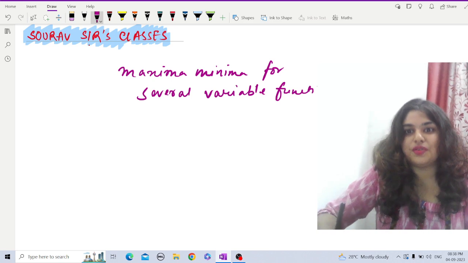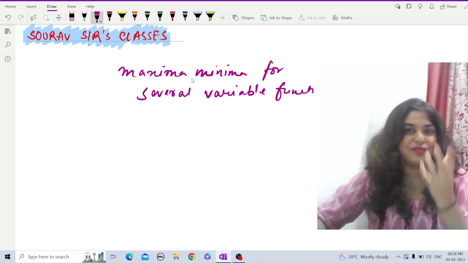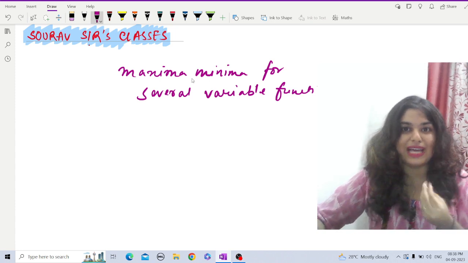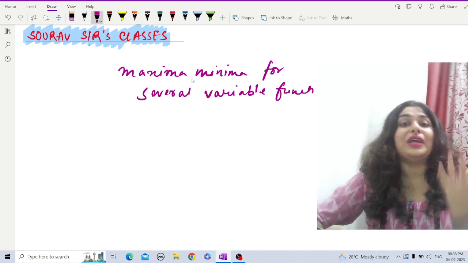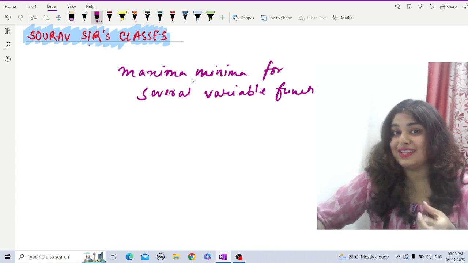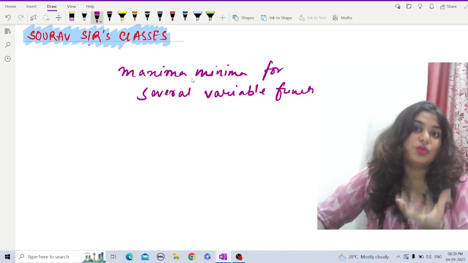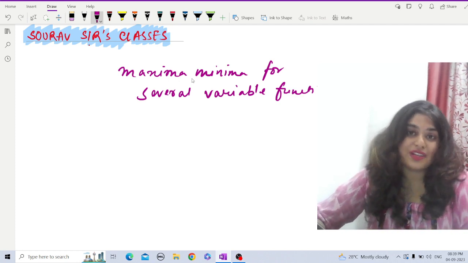Okay. So what do we mean by several variable functions? When we have one independent variable and we study the nature of the dependent variable, that is a one variable function. When we have more than one independent variable, say two, and we study the nature of the dependent variable on those, then we have several variable functions.